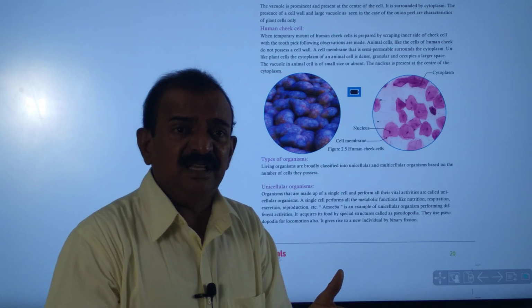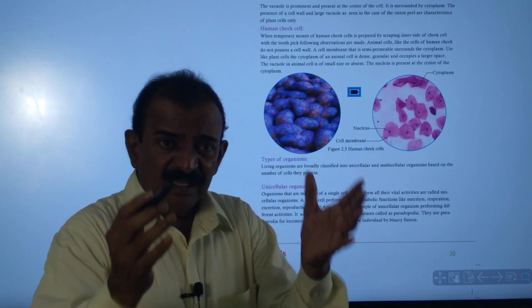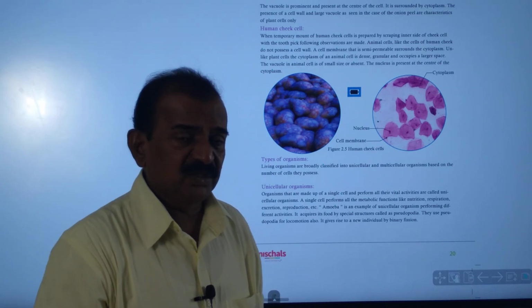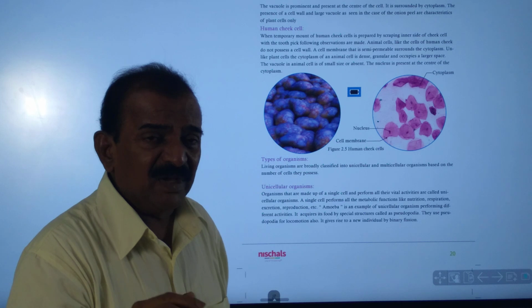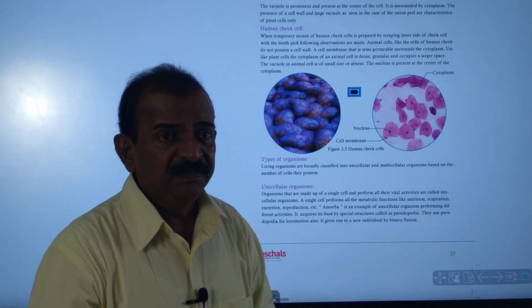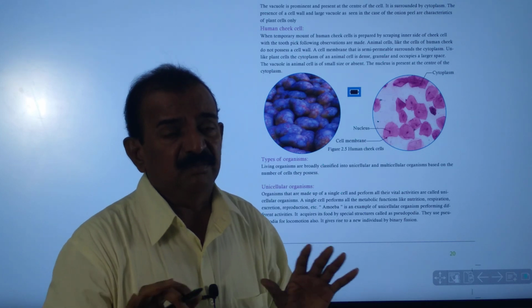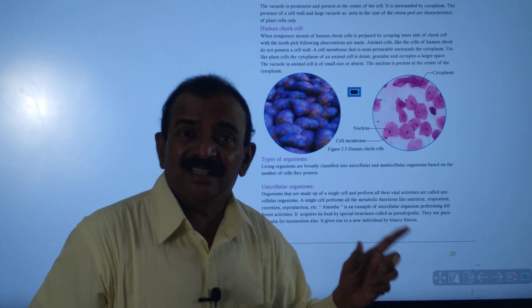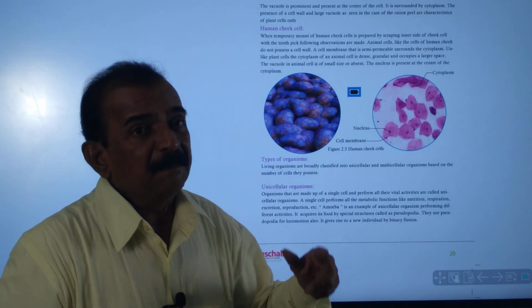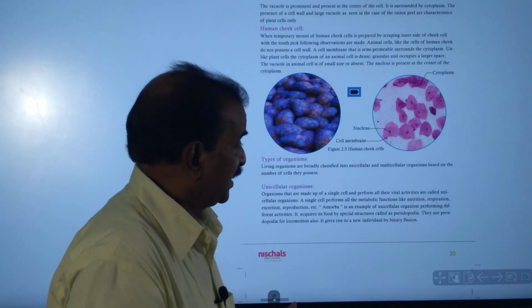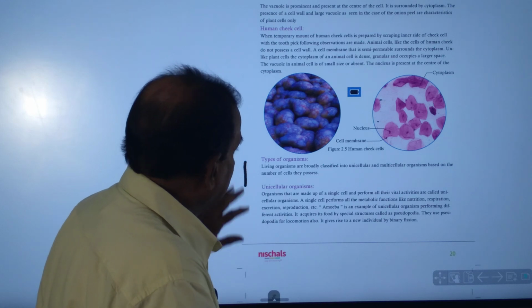Different organs and different organ systems are there in a multicellular organism, and they perform different life processes. Based on the number of cells, we categorize living organisms into two groups: unicellular and multicellular. Unicellular examples are amoeba and paramecium. Multicellular examples are many plants and animals, like large animals.